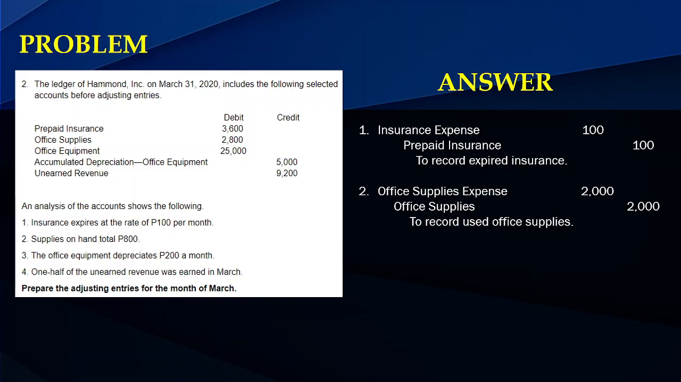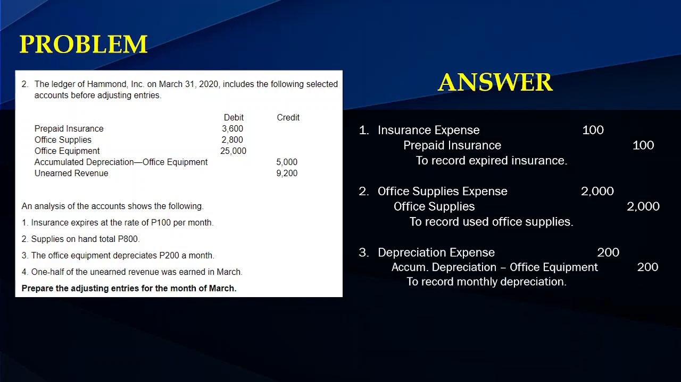Alright. Transaction number 3. The office equipment depreciates 200 per month. So we don't need to compute anymore because it is already provided in this problem. Therefore, all we have to do is to take up the depreciation expense by how much? 200. And of course, we will credit its partner, the accumulated depreciation of office equipment, 200.